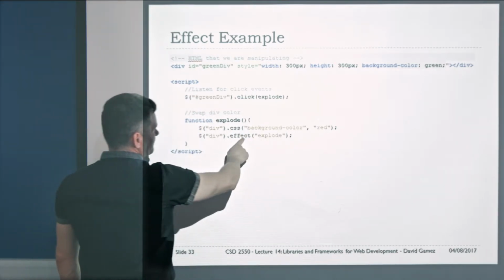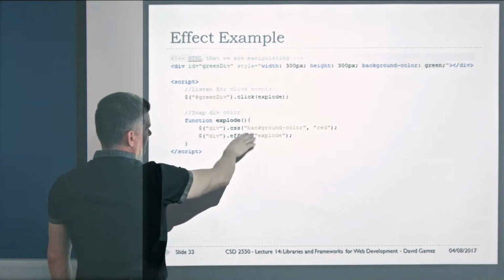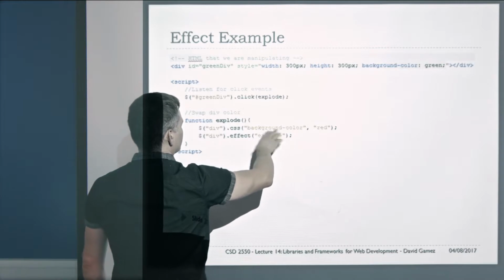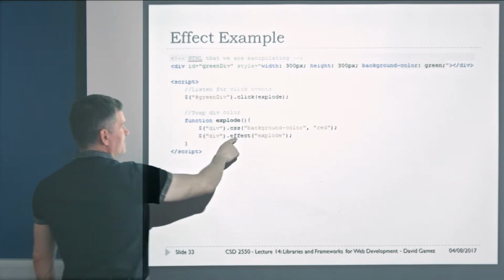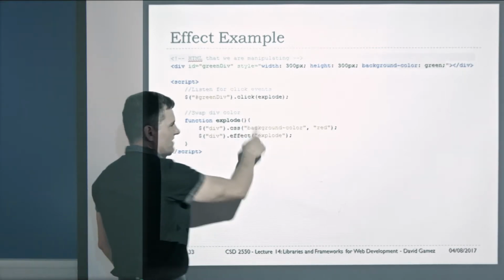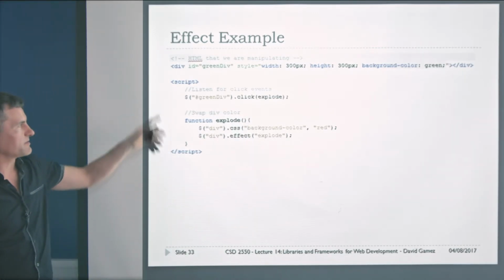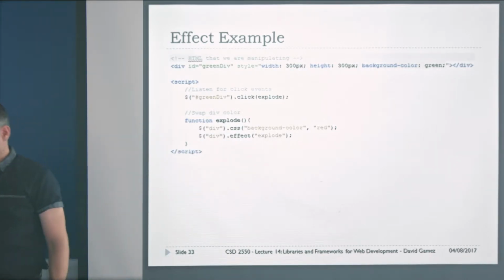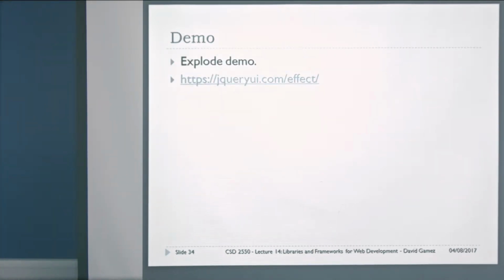And then it applies an effect. We use the jQuery effect method, and there's a string description of the effect we want to apply. There are lots of different effects you can apply in jQuery. So we call the effect method and specify which effect we want to do, and that's all there is to it. When we click on that, it's going to change the background color and apply the explosion effect. So, very exciting.